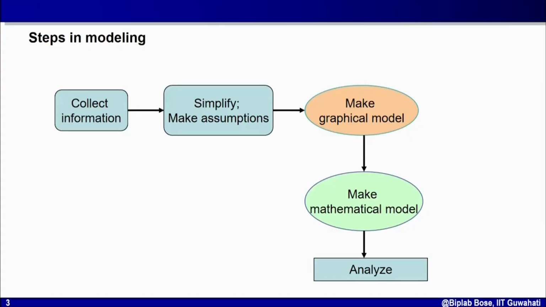So let us look into the steps in mathematical modeling, particularly dynamical modeling in biological systems. The first and foremost requirement is that you have to collect information about the process that you want to model. Suppose you want to model the dynamics of signaling by insulin in our cells. So you have to collect all the information required for modeling this. You have to collect information about the molecules involved in that signal transduction pathway. You have to know the processes involved.